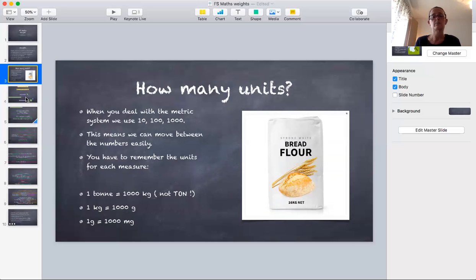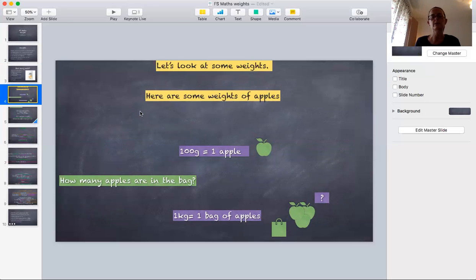Okay, so we're going to look at an example now. We're going to look at quite a simple example, but a simple example provides you with the basis to go back with what am I doing in the question that I'm being asked. So we're going to look at some weights. So here are some weights of apples. So 1 apple equals 100 grams. So this apple here is 100 grams. So 100 grams equals 1 apple. And here we have a bag of apples. And we know that it's 1 kilogram. And 1 kilogram equals 1 bag of apples.